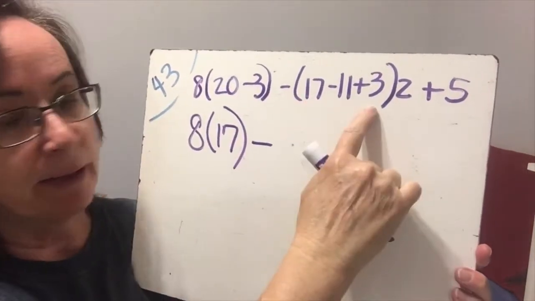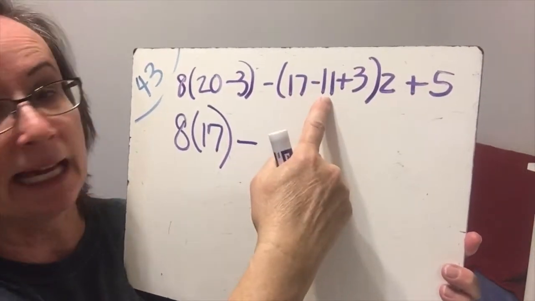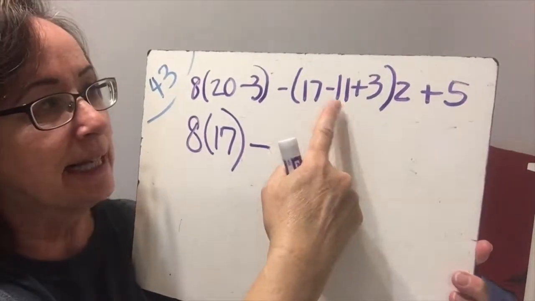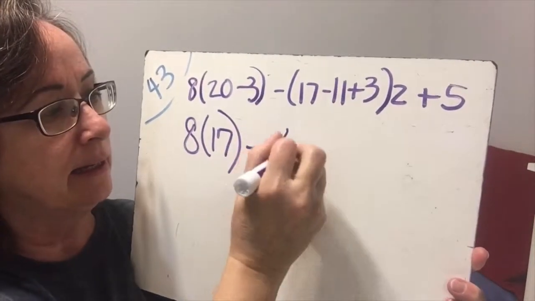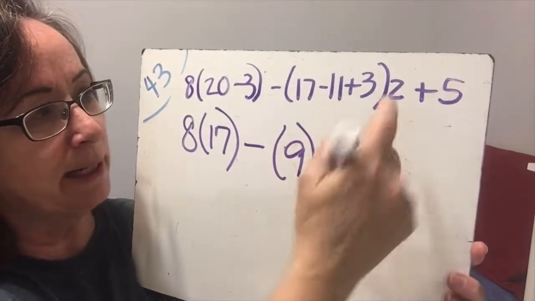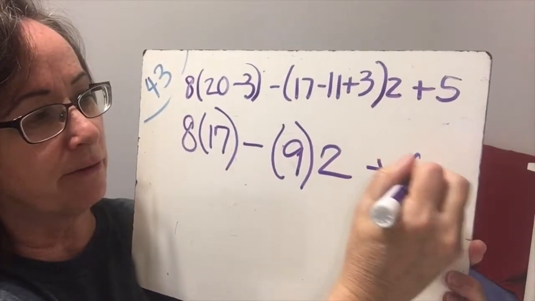Minus, now we have another parenthesis. 17 take away 11 is 6. 6 plus 3 is 9. So we put down the 9. We bring down the 2 plus 5.